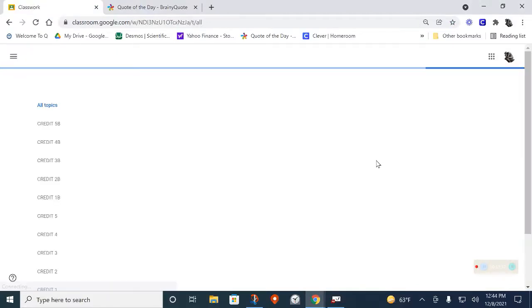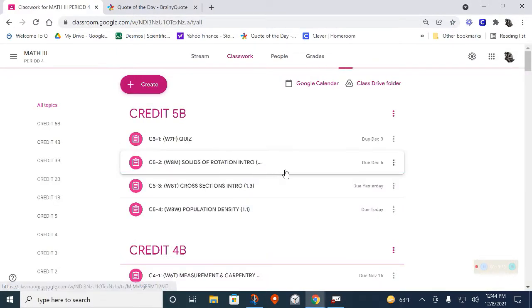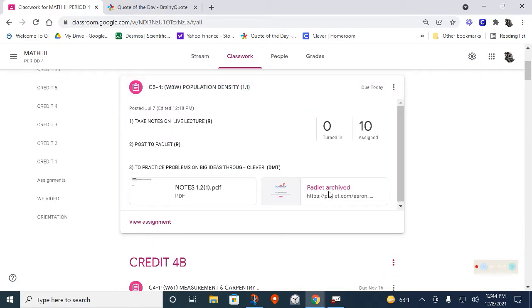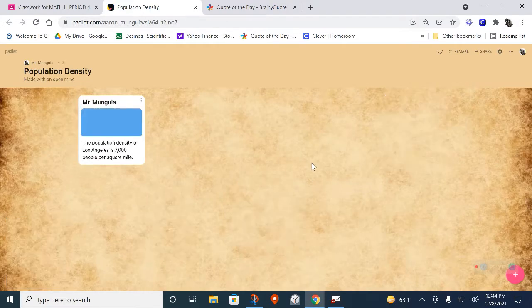For the Padlet, for your R stamps, you did the notes, we're done. For your Padlet, you're going to go to Padlet right here. Look what you're going to do. Press a Padlet. You're going to post a picture of a city you want to visit. Your name, a picture of the city you want to visit in the world, and just tell me what the population density is, and you're done. You can do this in 2 minutes.